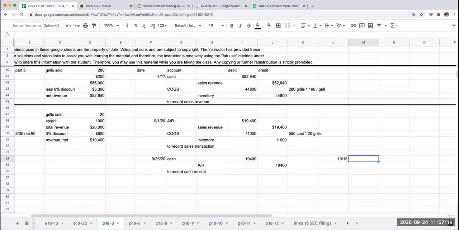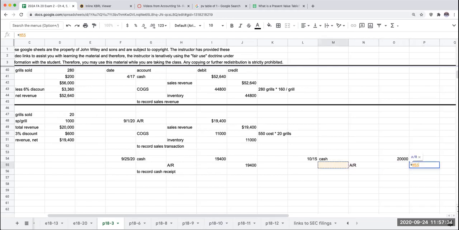Rather, what I'm going to be receiving is going to be $20,000. Why is it 20,000? Because they weren't eligible for the discount. However, I did go through and record it like this, so let's see what we need to do next. So I'm receiving 20,000 because they're not eligible for the discount. I'm going to credit AR because I need to take this off of my books.